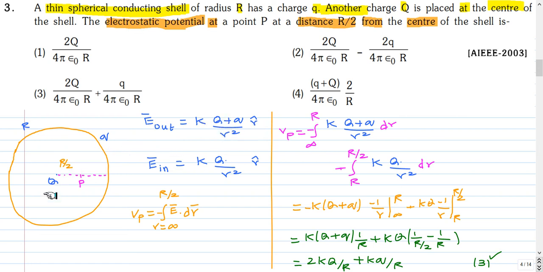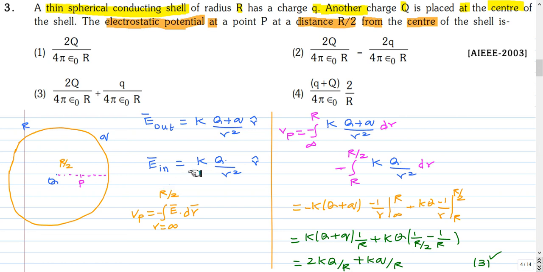The electric field due to this point charge is KQ by R square, and electric field due to this charge distributed on this shell is equal to point charge for points outside. So it is Q plus Q by R square into R cap. Inside, the electric field contribution from this shell will be 0. This is a standard result we are using here. So the electric field will be only due to this capital Q present at the center.